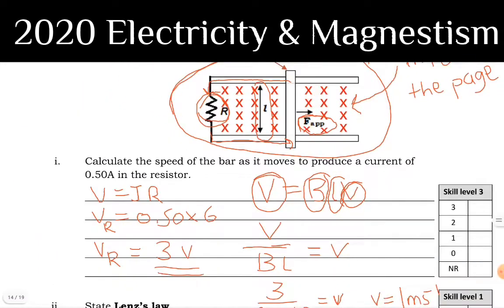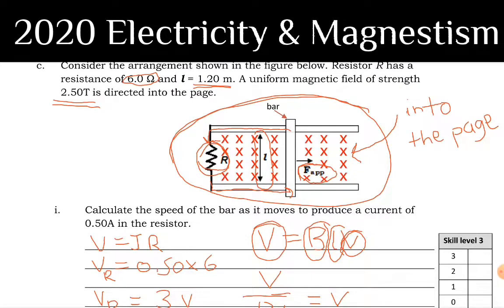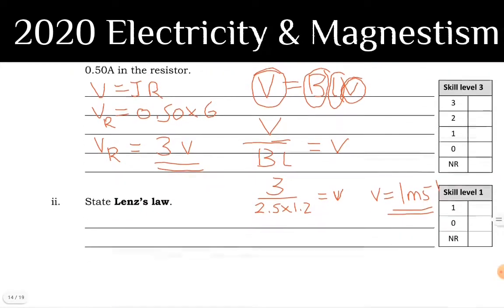Therefore, this bar here, in order to produce a voltage of 3 volts, generating a current of 0.5 amps through the resistor, would have to be pushed at a velocity of 1 meter per second.